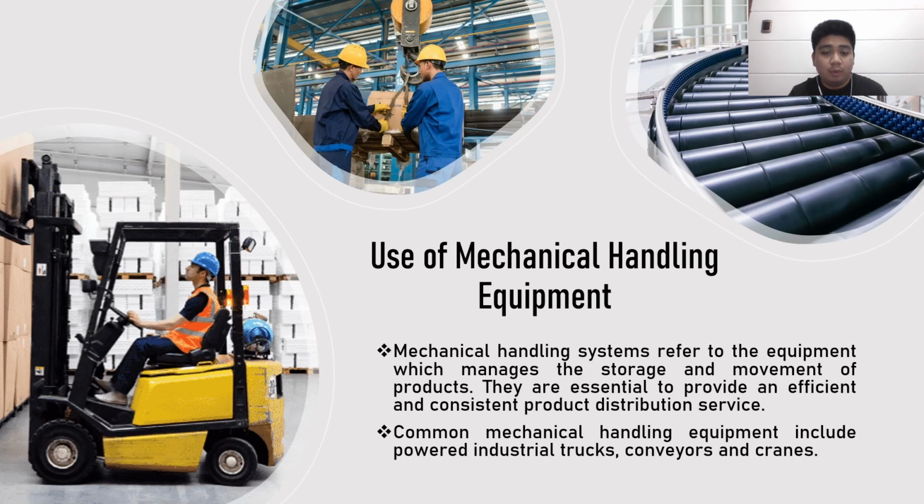There are many types of equipment used for mechanical handling. These include pallet trolleys, industrial powered trucks or forklifts, lifts, elevators, and robotics. However, this lecture will only focus on the three common mechanical equipment, which are the forklifts, cranes, and conveyor systems.